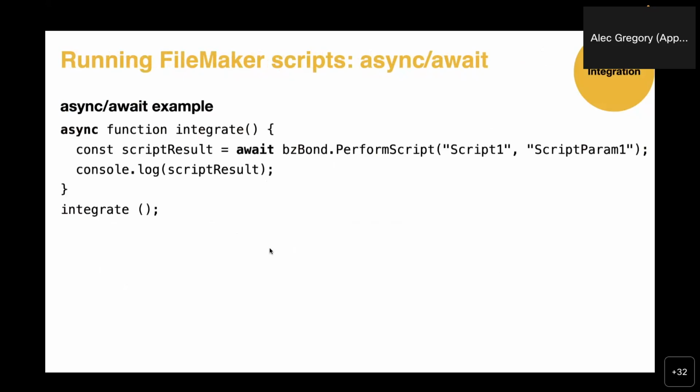And this is how it works. So rather than blasting straight in with your function call, you define a function and you say this is an async function. So it's dealing with asynchronous calls, and we're calling it integrate. And you'll see that we're using this keyword called await. So we're doing regular JavaScript variable assignment here. We're saying I am assigning my script result variable, and I'm doing it by waiting for the bzBond perform script function to finish and then taking the result. So here we get the same thing as our simple example, constant script result, and then we log it out.